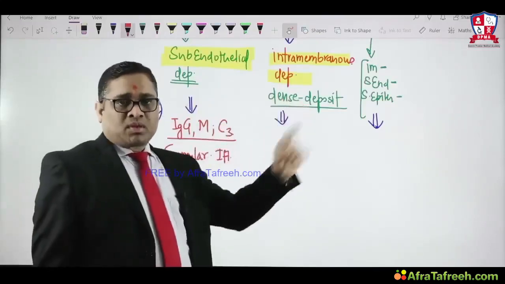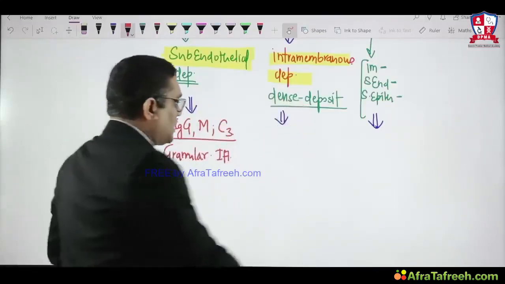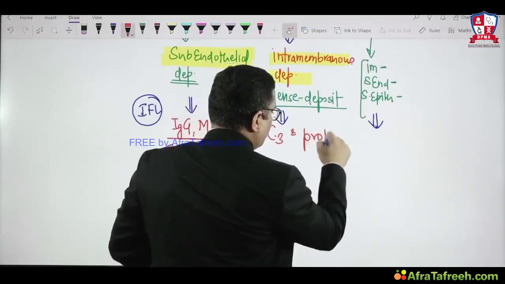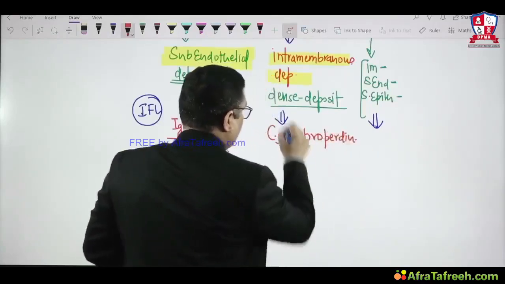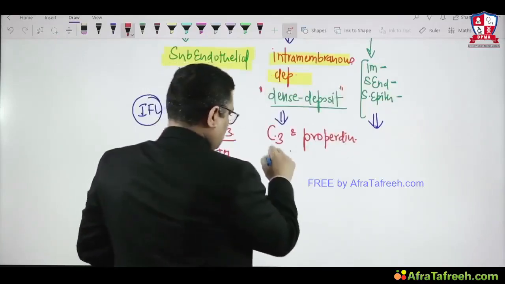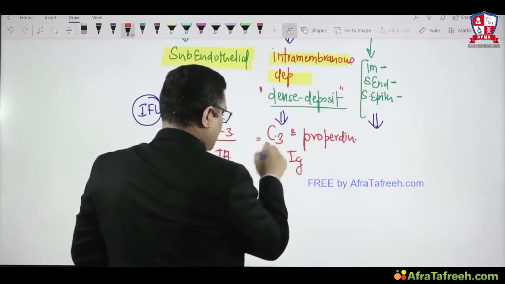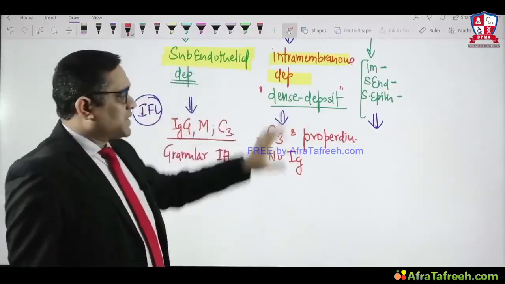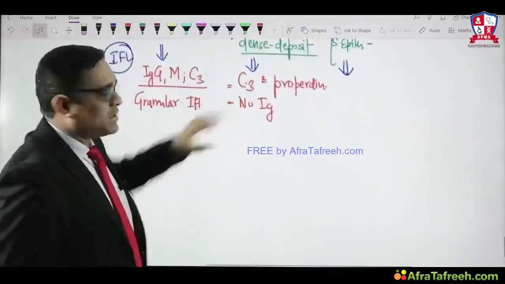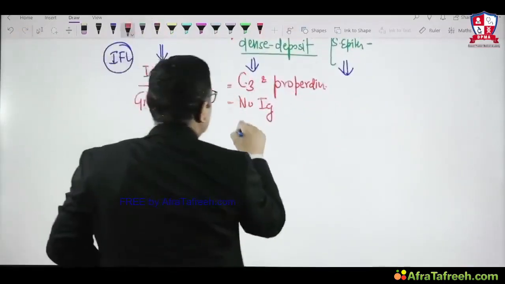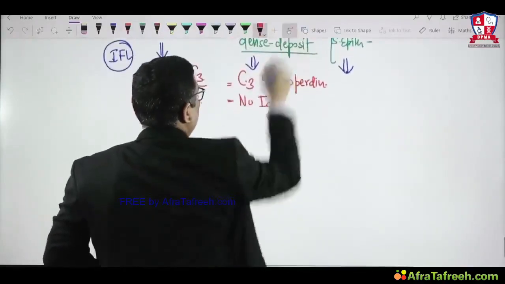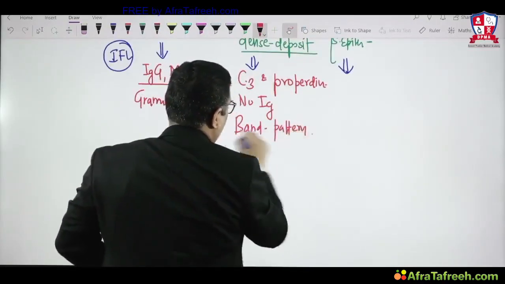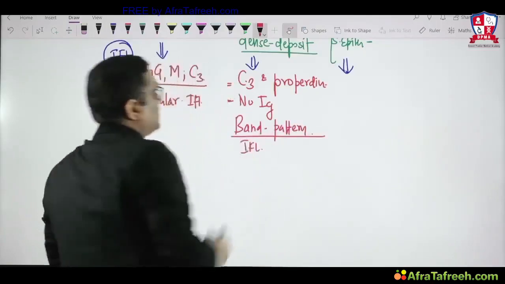But in type 2, there is only activation of alternative pathway, and that is why you will see only C3 and properdin, and they will be having dense deposit. There will be no immunoglobulin. So that is another important thing: C3 and properdin, no immunoglobulin, and they are dense. That is why this dense immune complex gives a peculiar appearance which is called band pattern of immunofluorescence, seen in type 2.